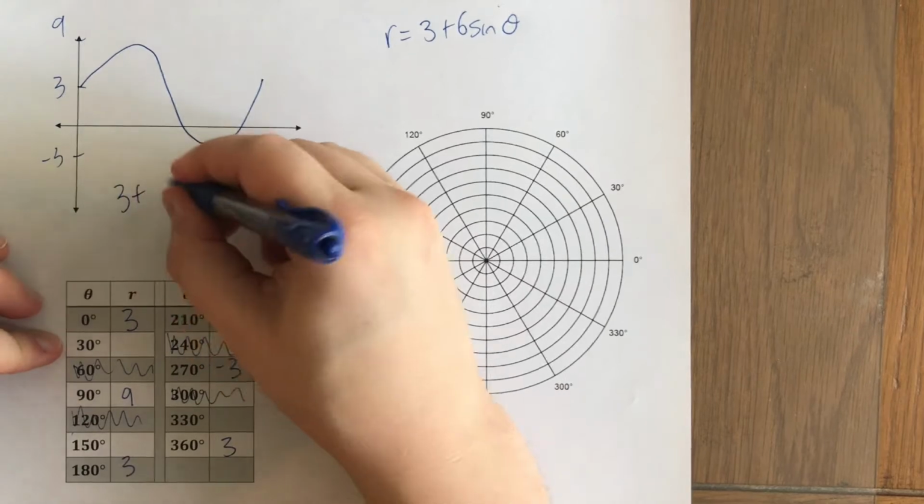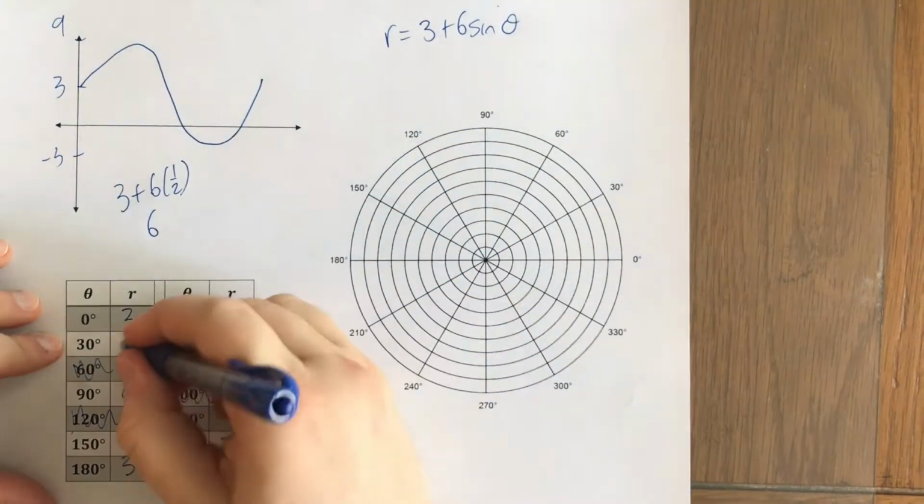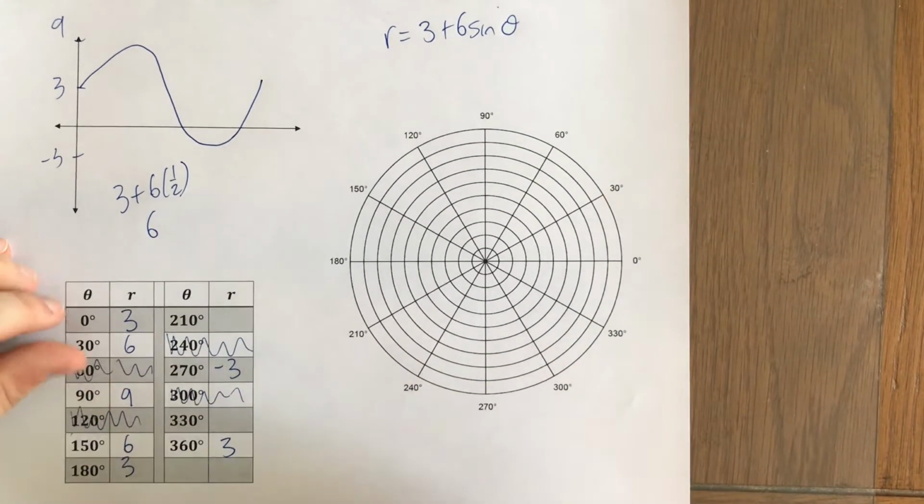Next, let's do 3 plus 6 times 1/2. So that is going to be 6. And that's going to go in quadrants 1 and 2, where sine is positive.